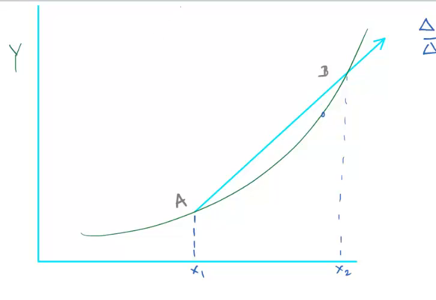In this graph, going from A to B, our x changed by this much and correspondingly our y changed by this much. Then our average rate of change, delta y by delta x, is the slope of line AB. You can write it here: delta y by delta x and slope of AB.